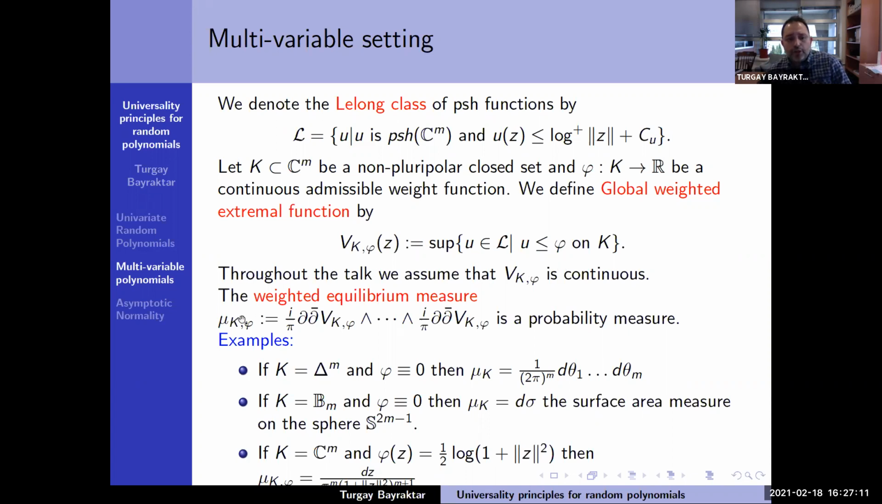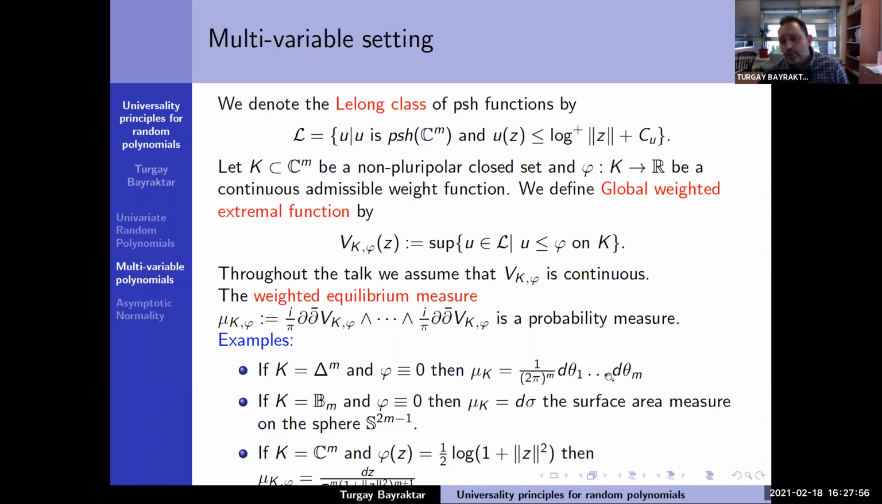Now you can define the measure nu k phi as basically this object here. So these are forms which have distribution coefficients, and then in distribution theory this thing makes sense and defines, when you wedge m of them, a probability measure. In dimension 1, this thing coincides with the normalized Laplacian. So I'm just doing the same thing, except that in higher dimensions, I use the complex Monge-Ampère in place of the Laplacian.